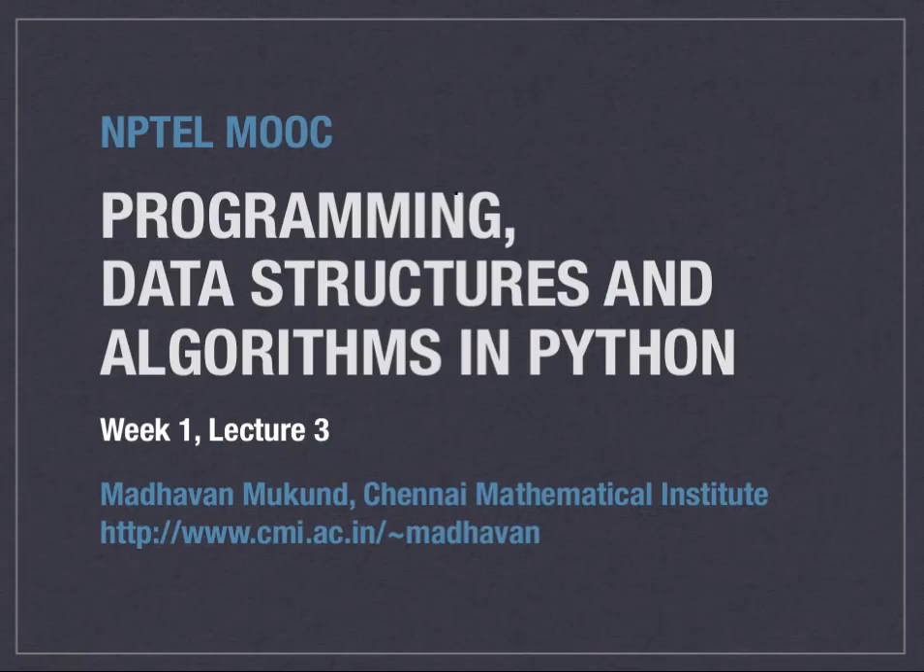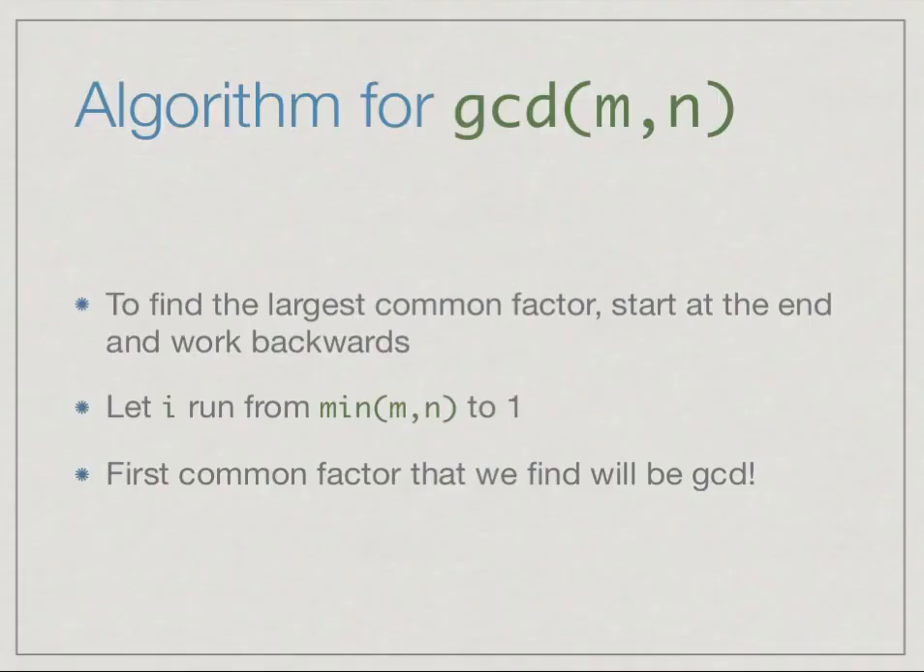Let us continue with our running example of GCD to explore more issues involved with programming. We started with the basic definition of GCD, which said that we should first compute all the factors of m, store it in a list, compute all the factors of n, store it in another list. From these two lists, extract the list of common factors and report the largest one in this common factor list.